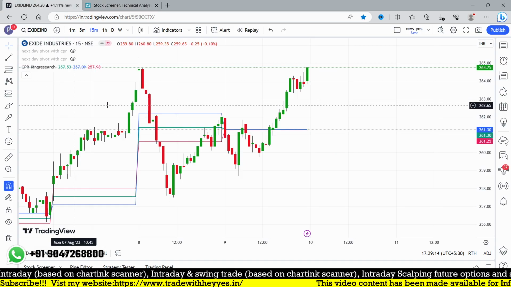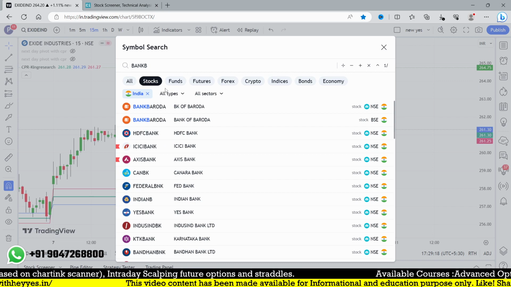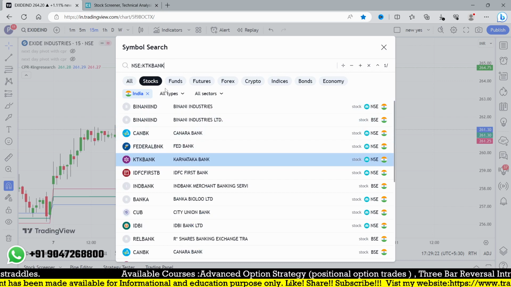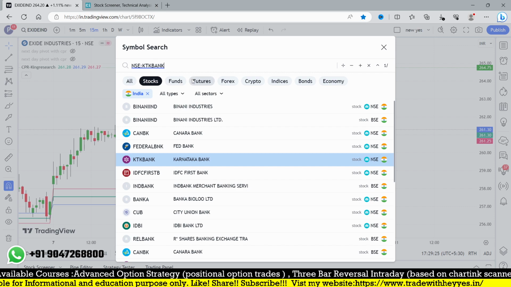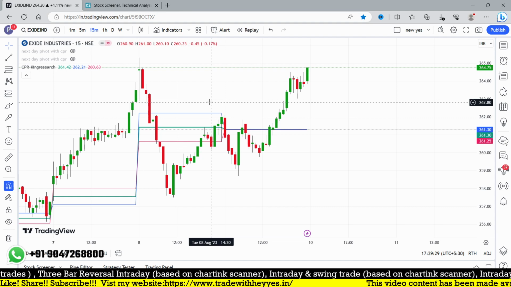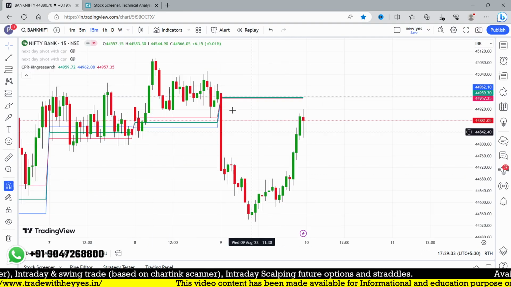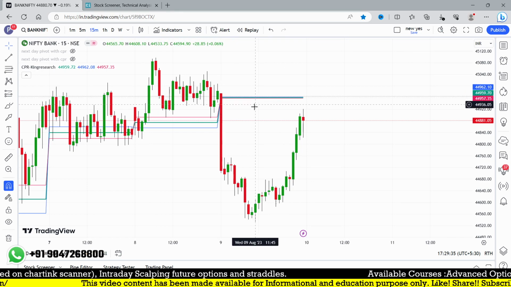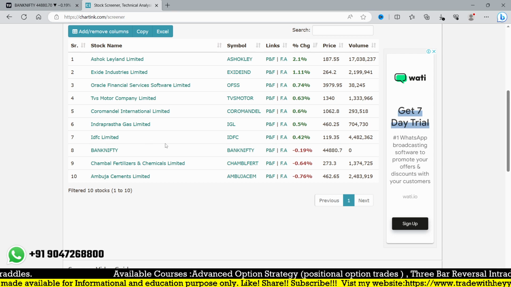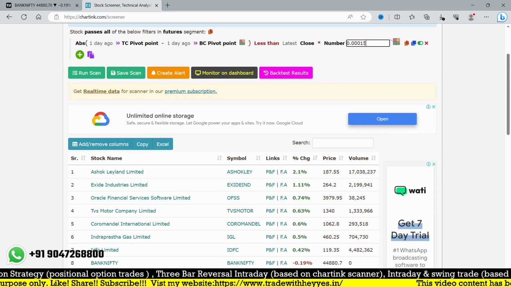So today, Bank Nifty is also the same. Based on our concept, Bank Nifty, I think we are using only stocks. Bank Nifty. So we can go for Bank Nifty future. That is also looking very narrow. Okay. And then we can go for IGL, TVS Motor, Oracle. So you can change its value. Instead of 0.02, we will go for 1.5.